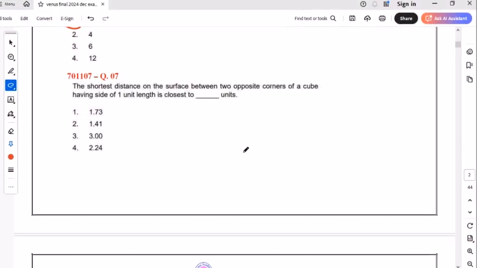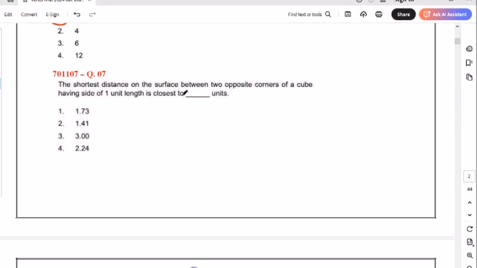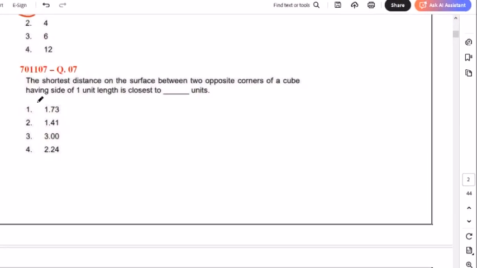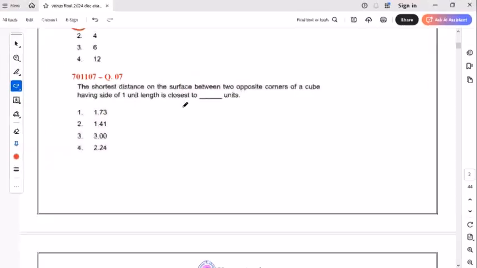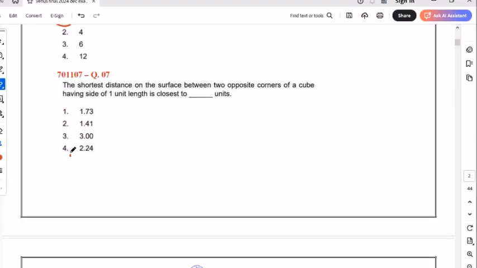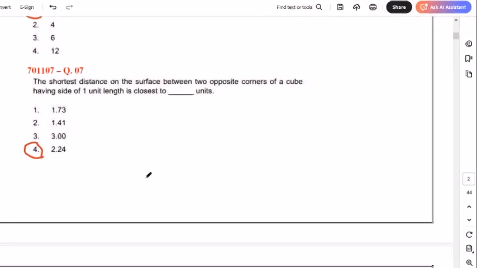Next, question number 7. The shortest distance on the surface between two opposite corners of a cube having side of 1 unit length is closest to dash units. Option number 4, that is 2.24 units, is the correct option, friends.